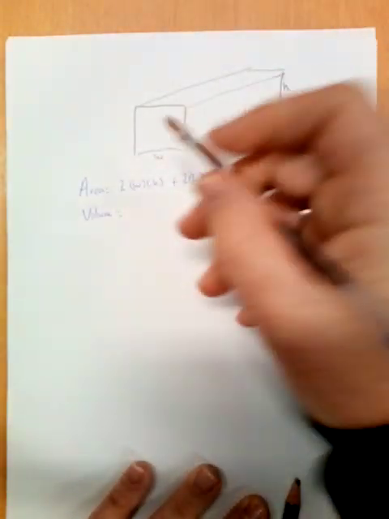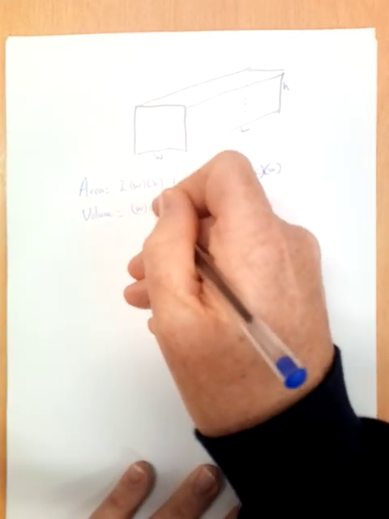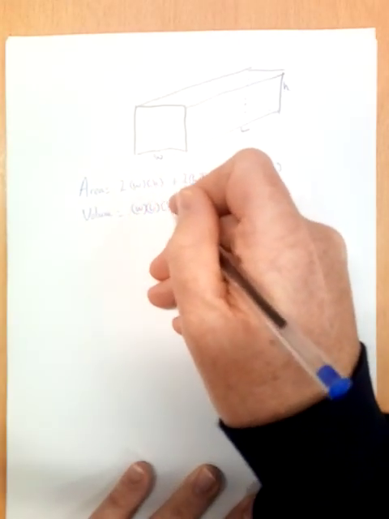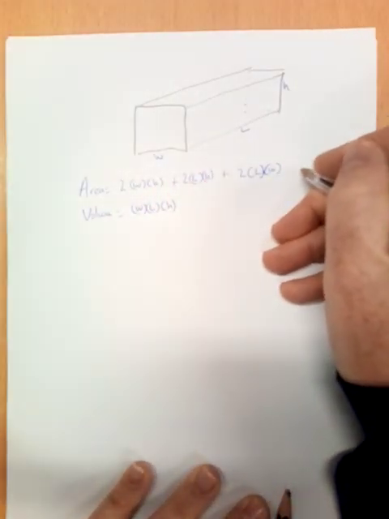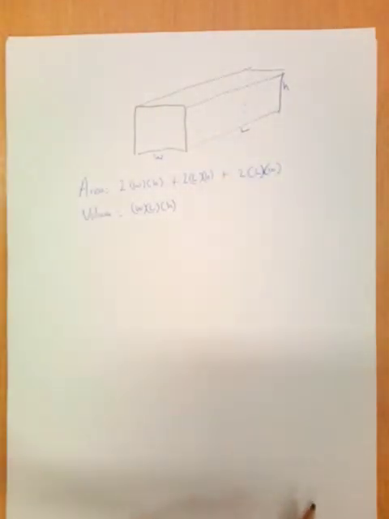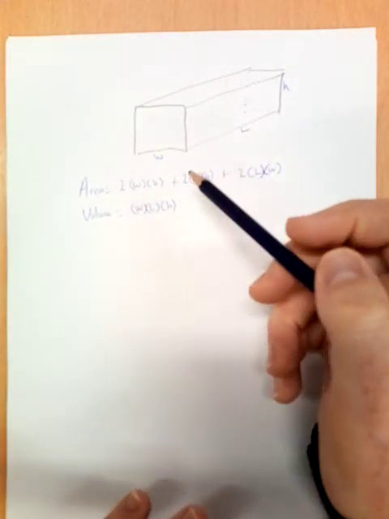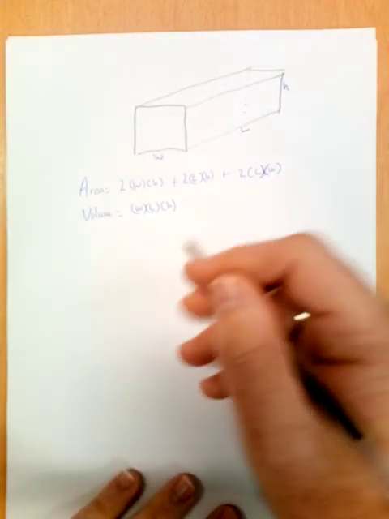Okay, for the volume of a rectangular prism, it's literally just going to be the width by the length by the height. 3 of them together. That'll be in whatever unit squared for area, and that'll be in unit cubed for volume. Okay, now I'll go through one where you have the answer. So let's have a look.